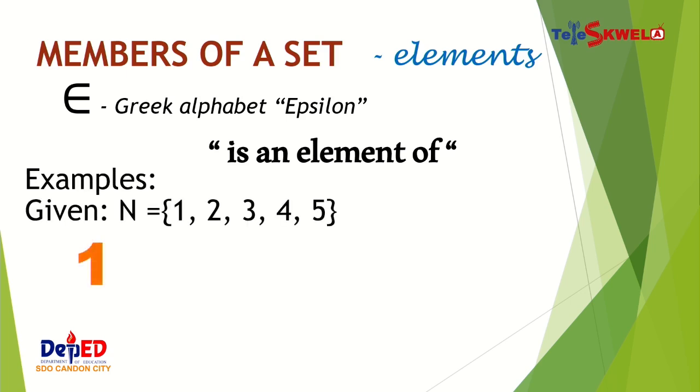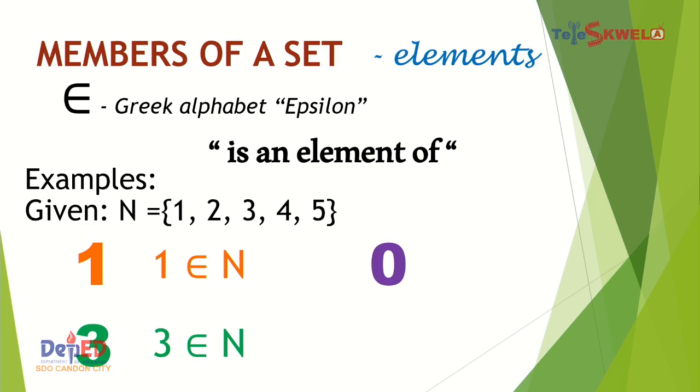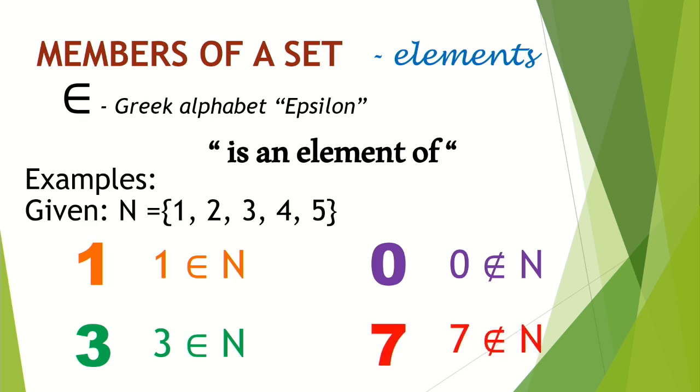Examples: set N is a set that contains the elements 1, 2, 3, 4, and 5. In the given example, 1 is an element of set N, which means 1 belongs to set N. 3 is also an element of set N, which means 3 belongs to set N. Now, is 0 an element of set N? 0 is not an element of set N, which means 0 does not belong to set N. What about 7? 7 is not an element of set N, which means 7 does not belong to set N.